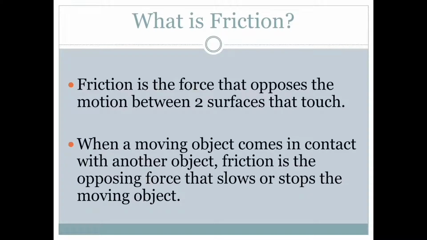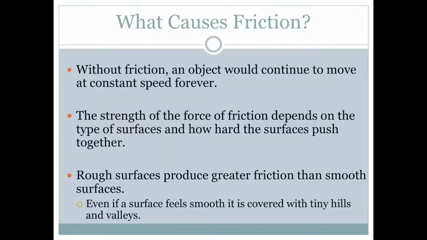If you're rolling a ball across the floor and you notice that it's slowing down and eventually comes to a stop, that's because of friction. So what causes friction? Well, without friction, an object would continue to move at a constant speed forever. So if we didn't have friction and you rolled that ball across the floor, the ball would continue to go across the floor at the speed that you pushed it off at forever until you stopped it.